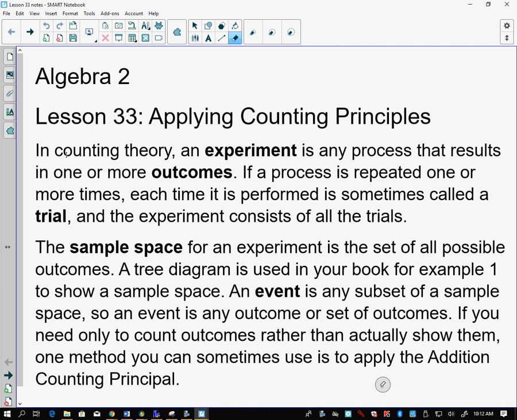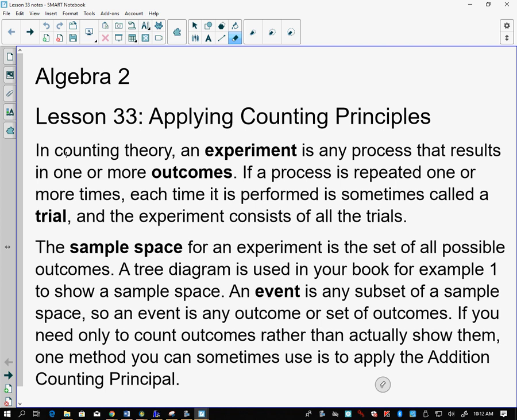An experiment could be flipping a coin, getting heads or tails, right? Each of those is a different outcome. Rolling a die, spinning a spinner, putting your hand in a bag and pulling out a colored marble, taking a deck of cards and picking a card out of the deck. All of those are experiments with outcomes, okay?